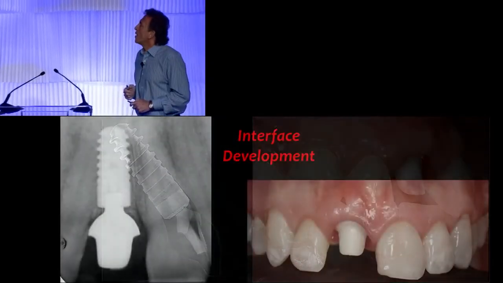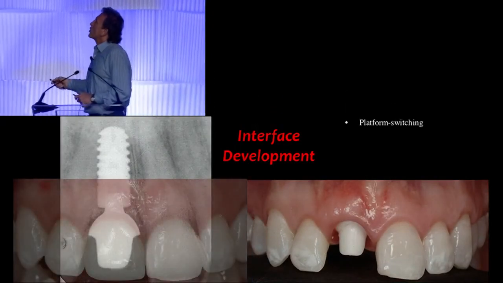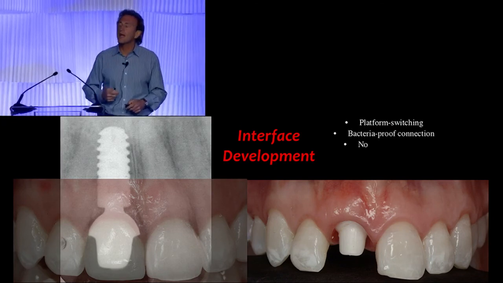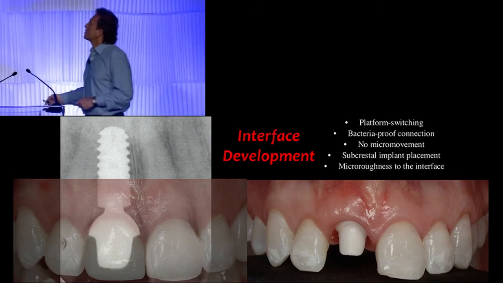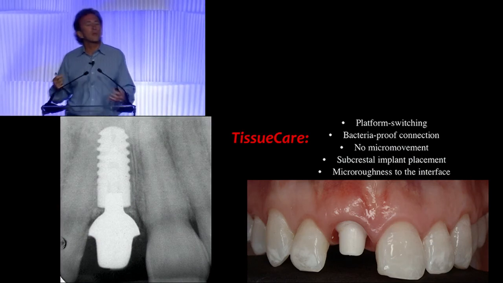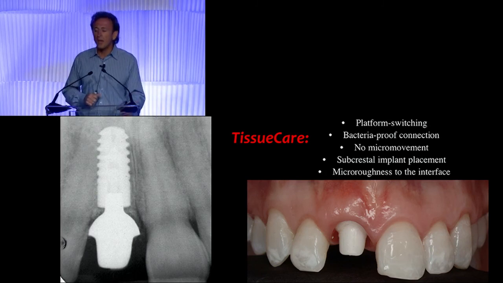So taking all of these factors together in interface development, we talk about platform switching, bacterial-proof connection. You've seen that and heard about that today. No micro movement, subcrestal implant placement, micro roughness to the surface. All of these are important components, but they're part of a larger picture that we have to really put together and integrate together into aesthetic dentistry.